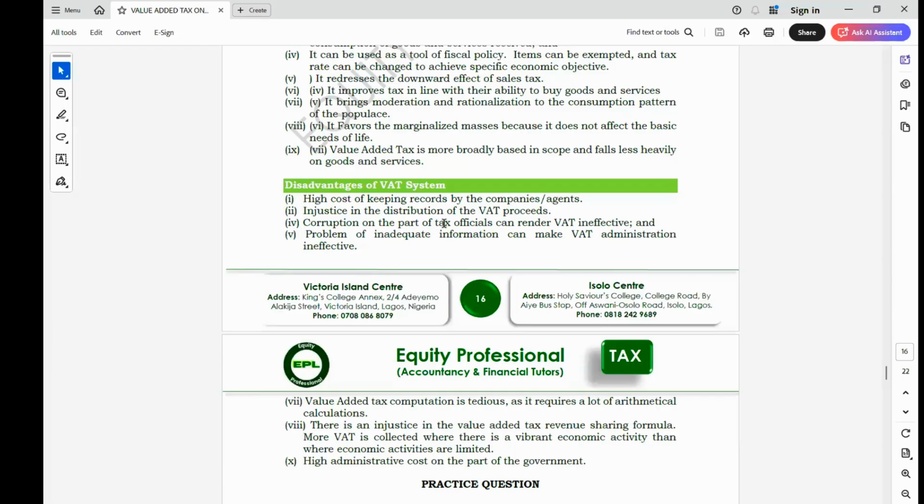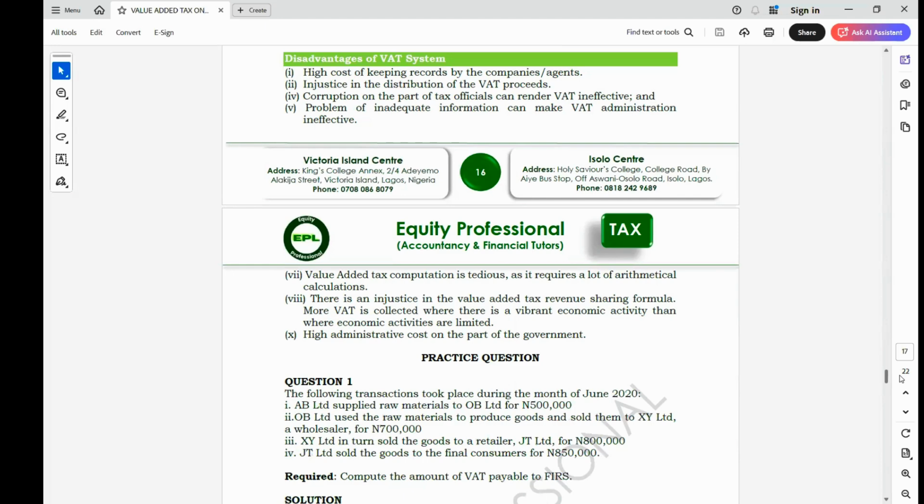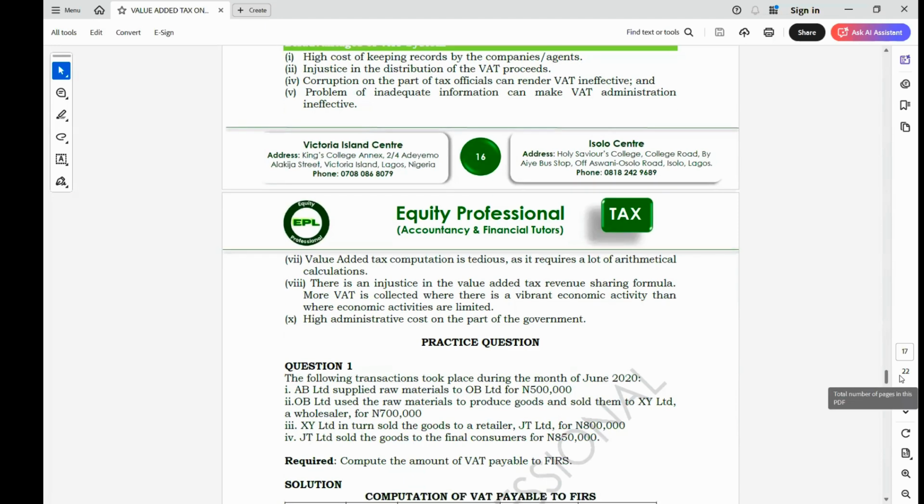Then the problem of inadequate information can make VAT administration ineffective. So when there is no adequate information, that is a problem for the administration of VAT. Then there are high administrative costs on the part of the government. So the government also needs to carry out VAT drives, VAT visits, and VAT audits and investigations. And all these are not going to be done by word of mouth. It is at the expense of the government. So this cost will also form a cost to the government, which is also a disadvantage of the value added tax.